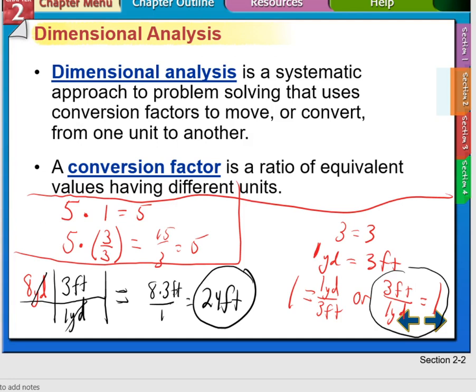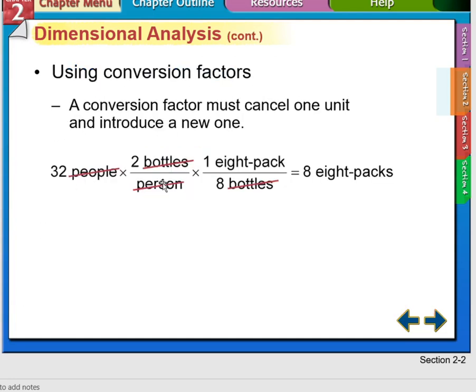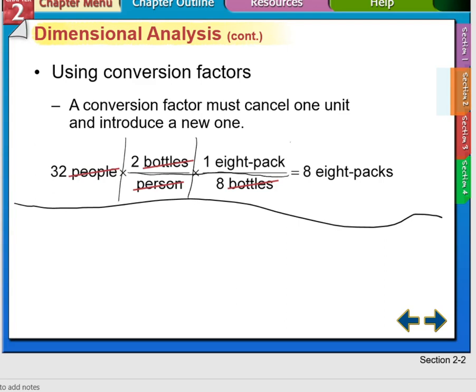Let's try another one. We're going to go to another page here, so I have a little bit more room. I use things like this where I'm just making it all one line, but it's the same principle, okay?